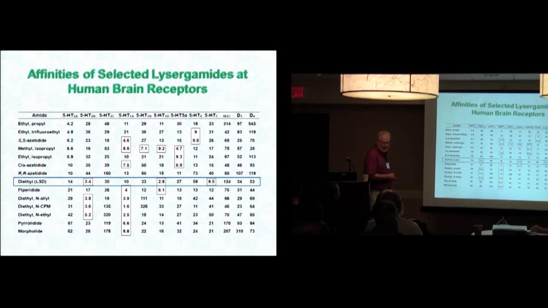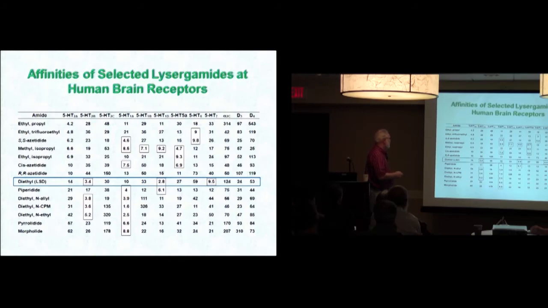Another question that I'm trying to work on now that I'm retired is what makes LSD so much more potent than any of the other lysergamides? Here's a sampling. We have about 37 of these we made. This is the diethyl. We made ethyl propyl, ethyl trifluoroethyl. We just took the methyl on the end of one of the ethyls of the LSD and turned it into trifluoro, which you wouldn't think would have that big of an effect.